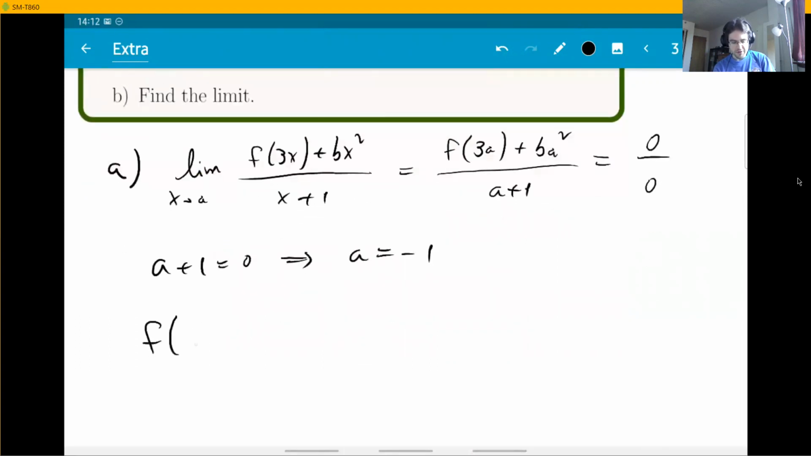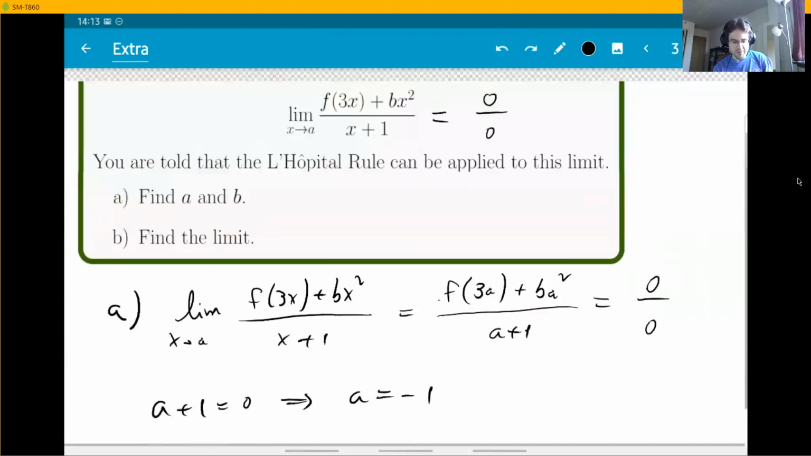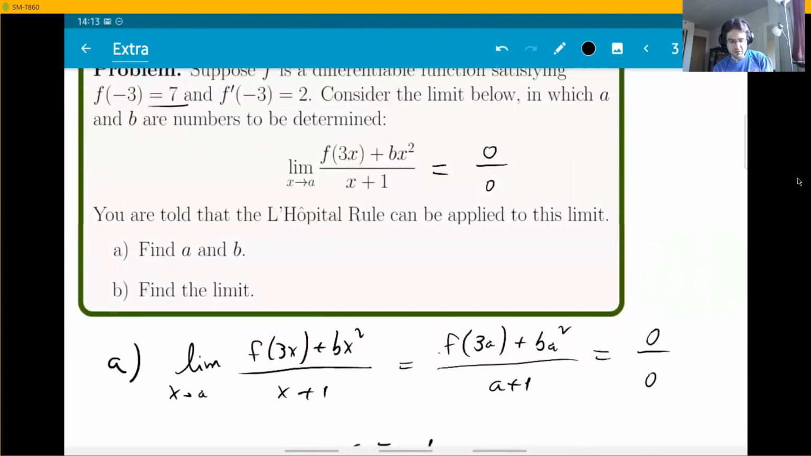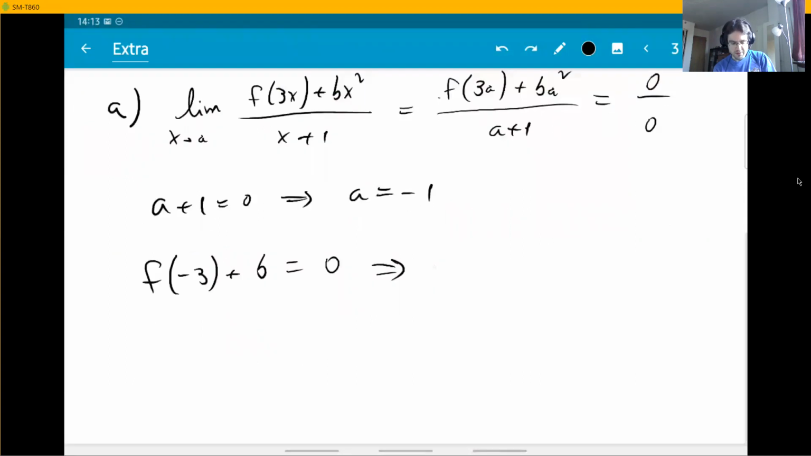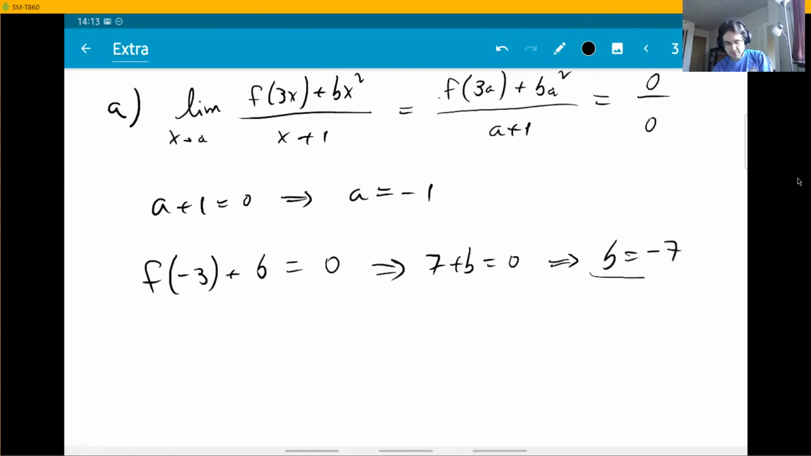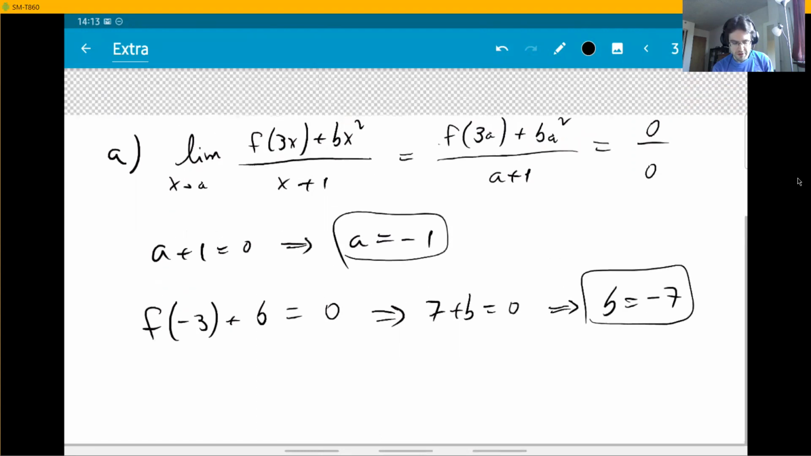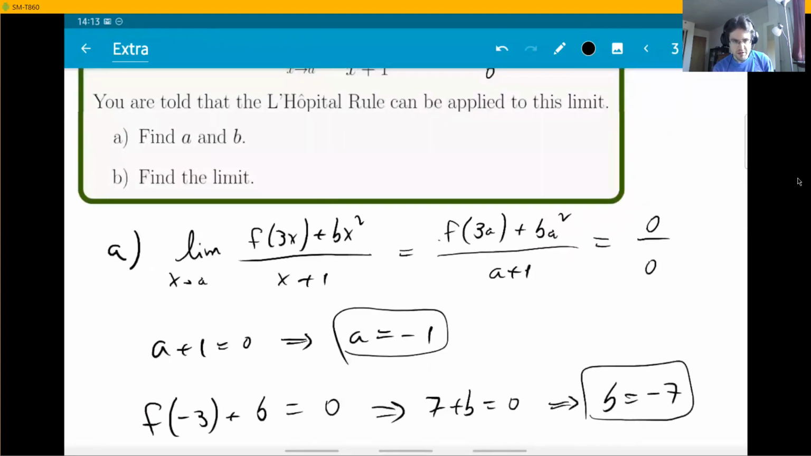And then numerator, I'm already going to plug in a equals -1 here. So f of -3 plus -1 squared is 1. So you just have plus b also equals 0. And well, even though we don't know f, we know f of -3. It was given in the problem. It's 7. So 7 plus b is 0. b is -7. So we already have a and b. With this, find the limit. So now let's find this limit.